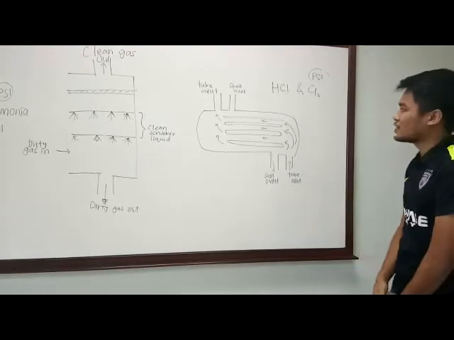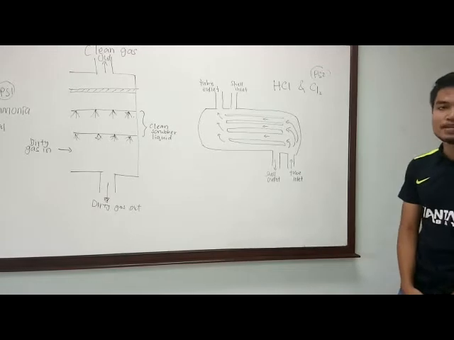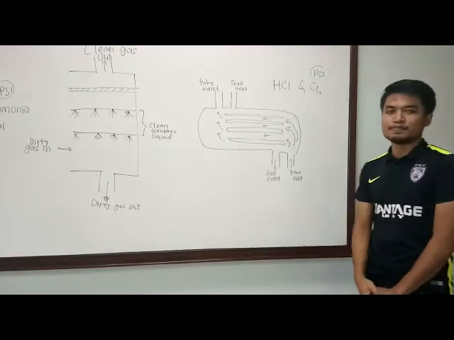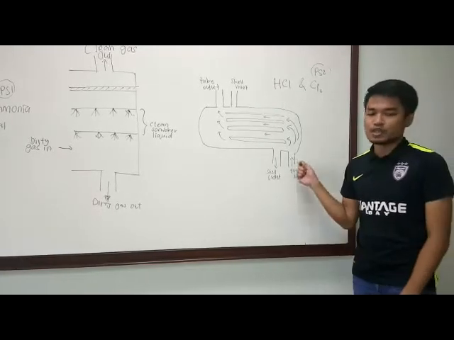So how does the condenser operate? The condenser works when the warmer vapor stream contacts the cooling medium. The heat from the warm gases is transferred to the cooler medium.